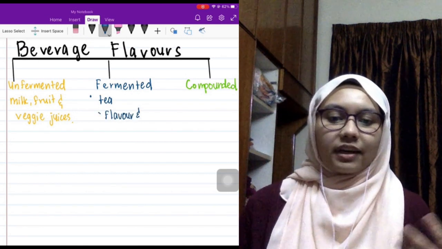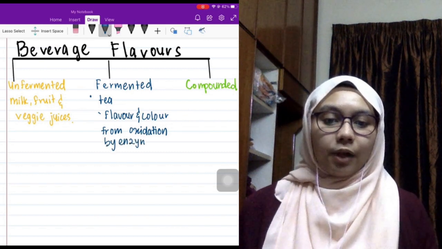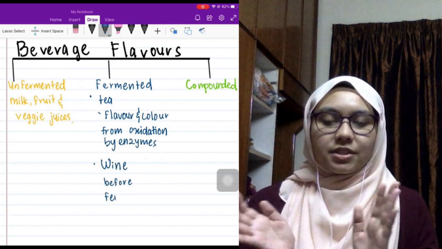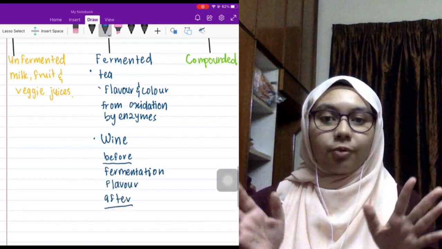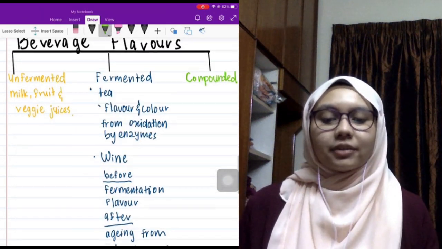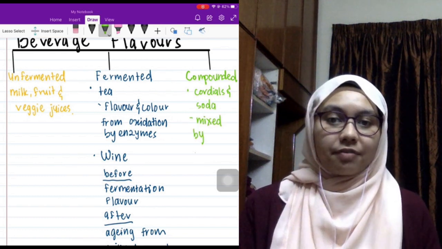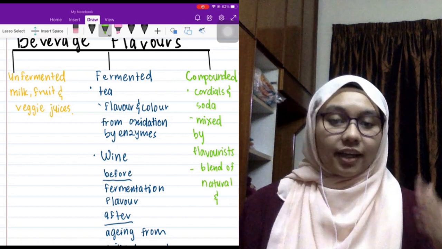So the flavor and color of tea is basically from the oxidation by enzymes, while wine flavor also comes from fermentation, but even after fermentation, during the aging process, the flavor from the wine barrel itself could seep into the wine and contribute to the development of more flavor. Next, we have compounded. Compounded is basically soft drinks and cordials. Cordials are blended by flavorists and are a distinct mix between natural and artificial flavors.